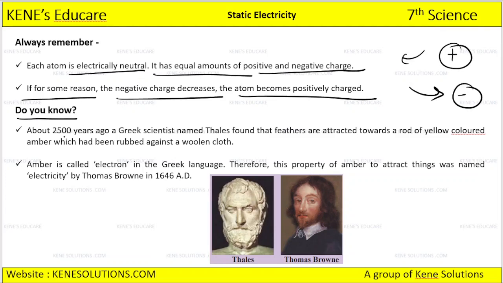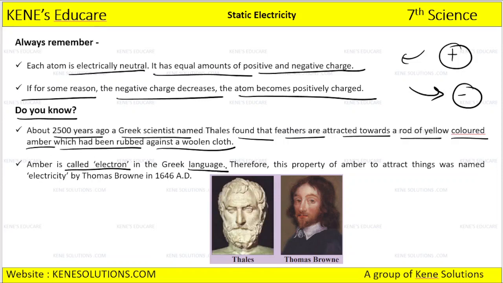Now, do you know, about 2500 years ago, a Greek scientist named Thales found that feathers are attracted to a yellow-colored amber which had been rubbed against woolen cloth. The feathers get attracted towards the yellow amber rod when it is rubbed against the woolen cloth. And amber is called electron in the Greek language.